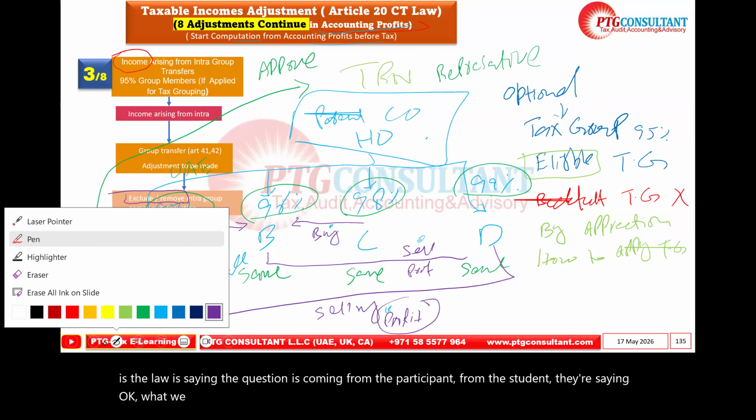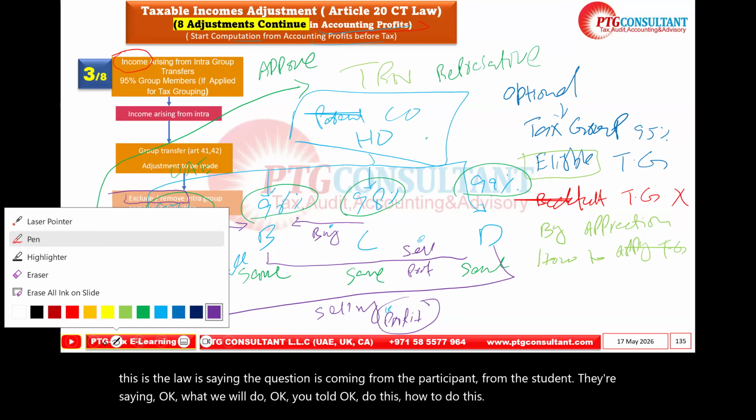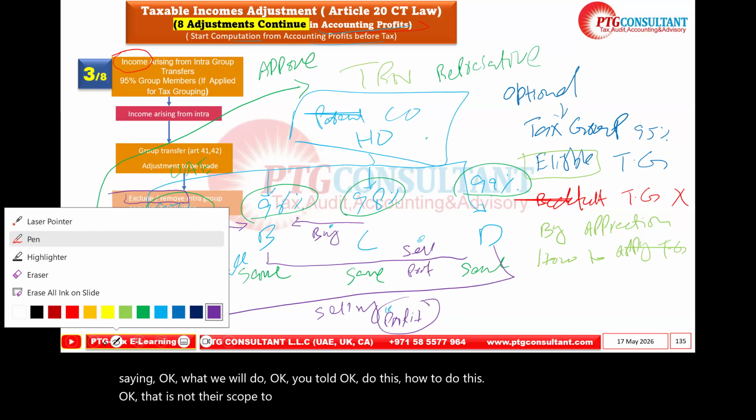You told us, okay, do this. How to do this? That is not their scope, to give you the practical understanding, the practical environment, how it will be affected.